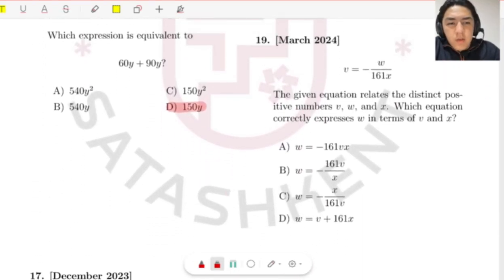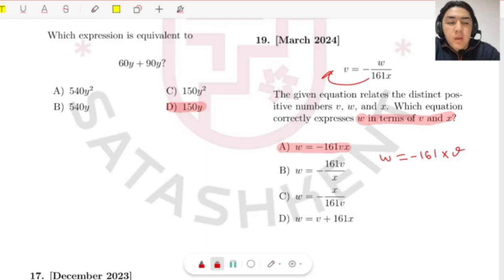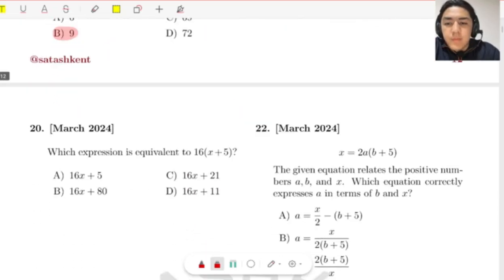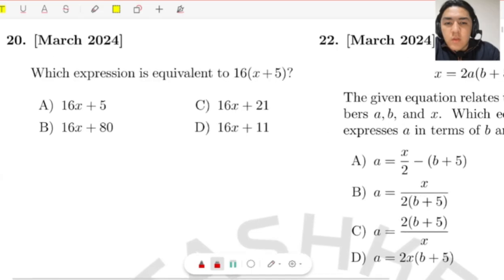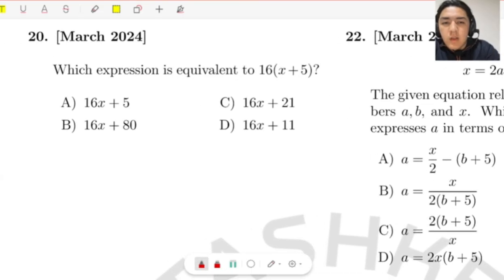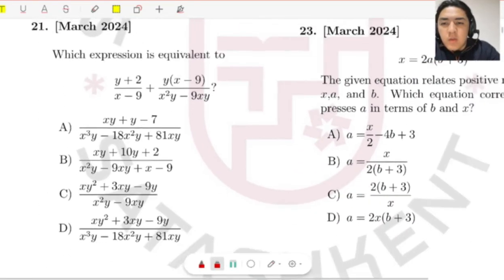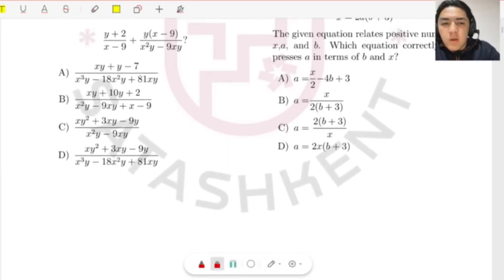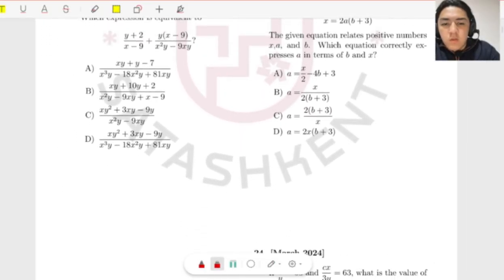Question 19. You have to find W again. Multiply that part, so W will be minus 161xv, and the answer is A here. So question number 20. Which expression is equivalent to this? Just open the brackets, then I will have 16x plus 80. B, option.